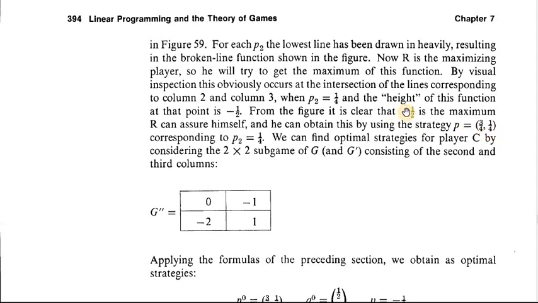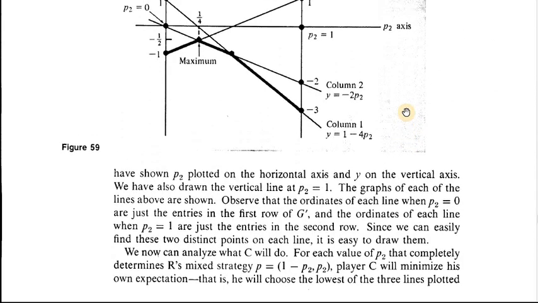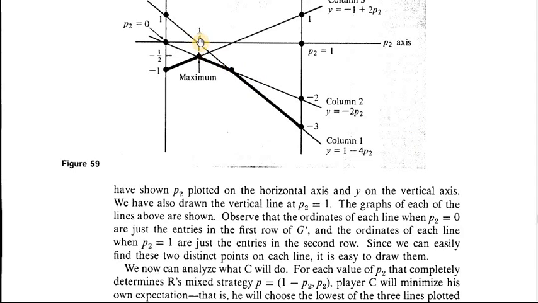Now what about the column player? Let's look at this graph. At this point where P2 equals 1/4, the column player chooses either, this is column 3, and this is column 2. He doesn't choose column 1. Column 1 is out of the picture. Only column 2 and column 3 are in the picture. So what mix is he going to choose of column 2, column 3? Well, since we only have column 2 and column 3 in the mix, we can ignore column 1 and we get a 2x2 game.